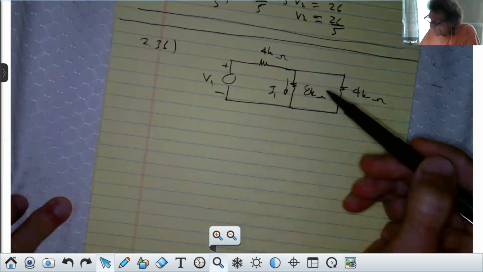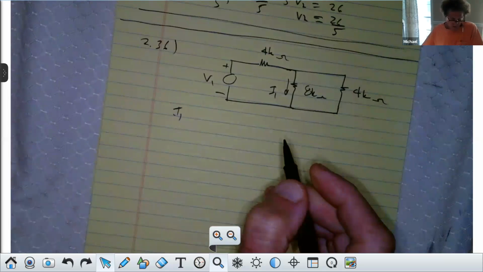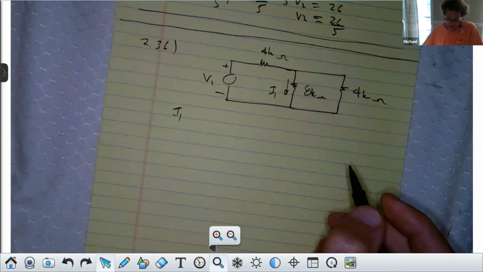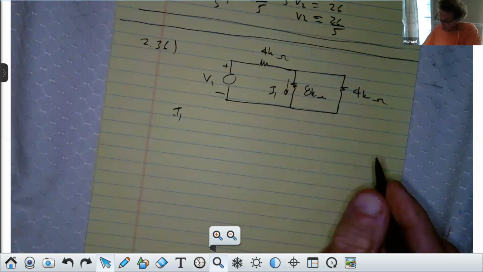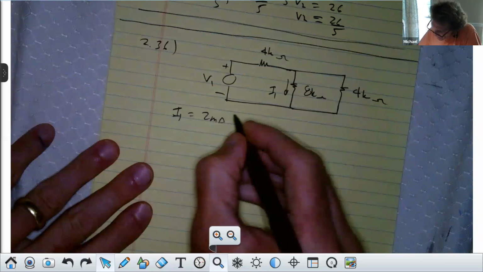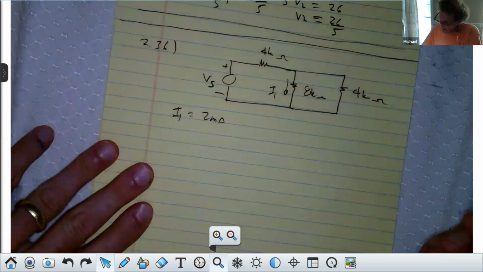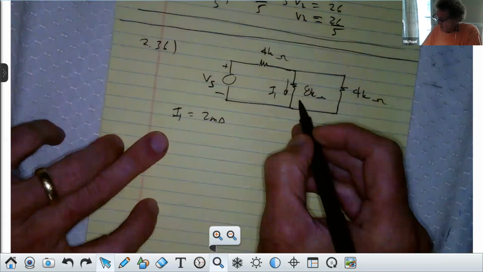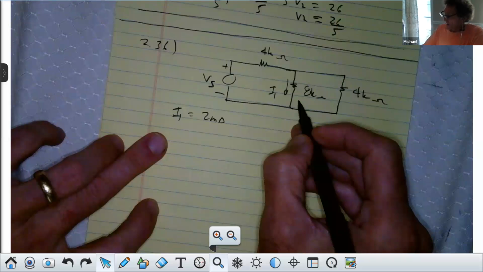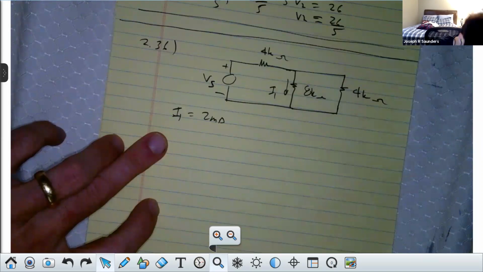They say this is I1, correct? And they give a value for I1. 2 milliamps, correct? This is actually VS in the book, I guess. Isn't it, class? All right, so they tell you this is 2 milliamps, correct, everyone? Take a good look. Do y'all agree with that? Yeah. All right, now watch.